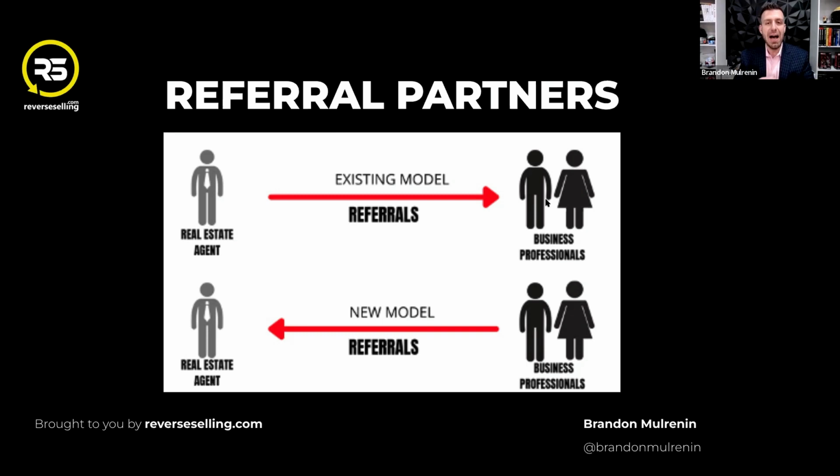In other words, how many times are you guys getting blown up by title people, home warranty people, mortgage people, all these people? What do they want? They all want your clients, right? Well, we should be flipping this around.